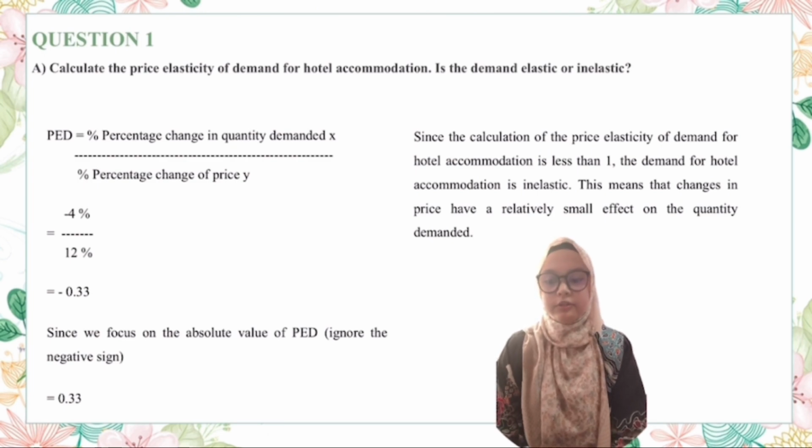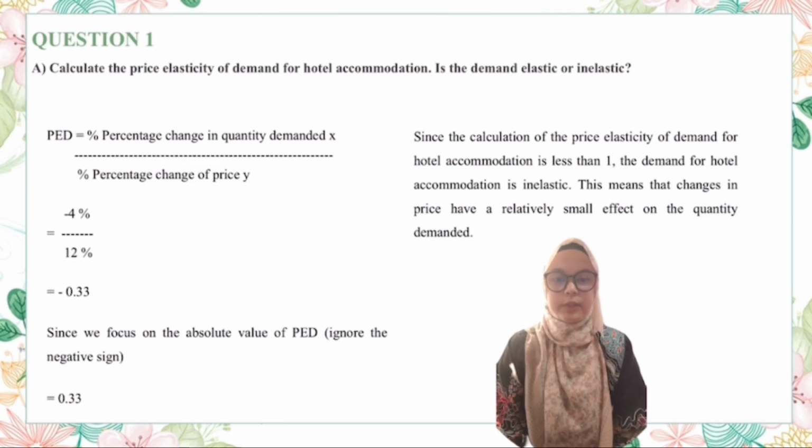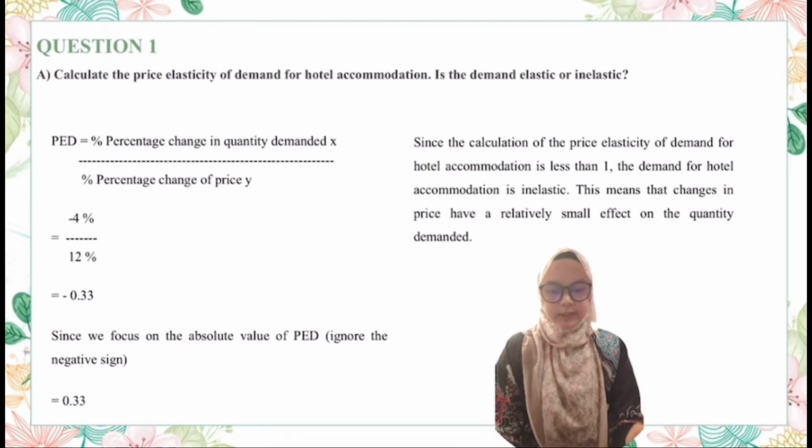Alright, so how to calculate price elasticity of demand? We need to get the percentage change in quantity demanded divided by the percentage change of price. In this question, we got negative 4% for the change in quantity demanded and 12% for the change in price. So we divide negative 4% by 12%, and we get negative 0.33. Since we focus on the absolute value of price elasticity of demand, we ignore the negative, so we get 0.33.